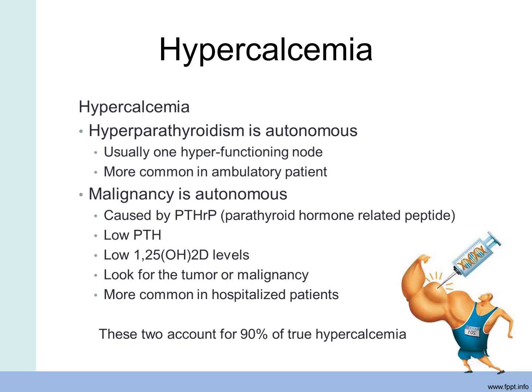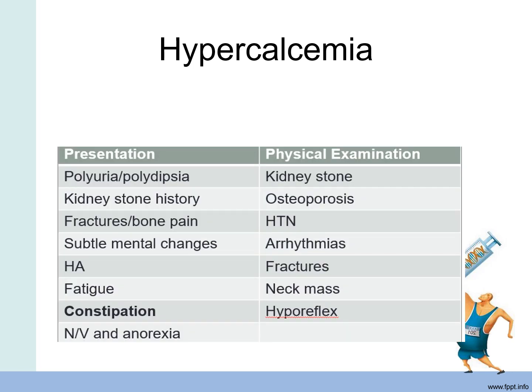In our patients who have malignancy, they are not feeling well. This is more common in hospitalized patients. So the hyperparathyroidism and malignancy account for about 90% of the cases of true hypercalcemia. So we can see other causes of hypercalcemia, but these are what we're going to concentrate on in this PowerPoint. So this chart is nice, just stating what the presentation for our patients are with hypercalcemia and physical signs. Remember our painful bones, kidney stones, abdominal groans, what we talked about a few slides back, and we can see how that fits into this chart here.